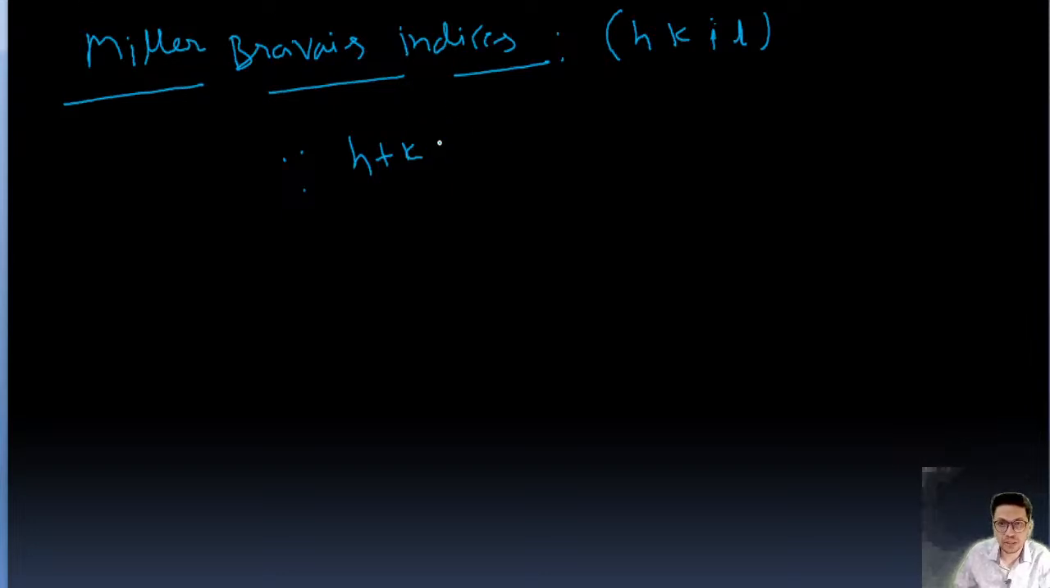H plus K plus I equal to 0. So from here, the value of I is going to be minus (H plus K). So this is the value of I, and you need to note this down. This is for the Bravais, Miller-Bravais lattice. If we have been given any plane whose Miller indices are given, and we are asked to find the Miller-Bravais indices, we can easily find them by this formula.